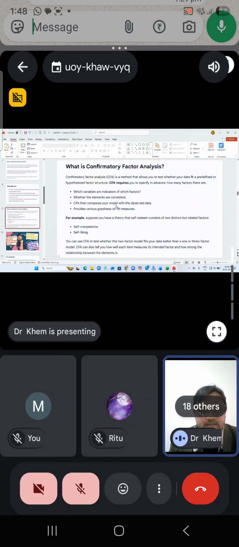So in this part, confirmatory analysis is talking about your hypothesized model. You hypothesize things, and whatever you actually measure, they find out the goodness of fit between your hypothesized model and your actual sample data.